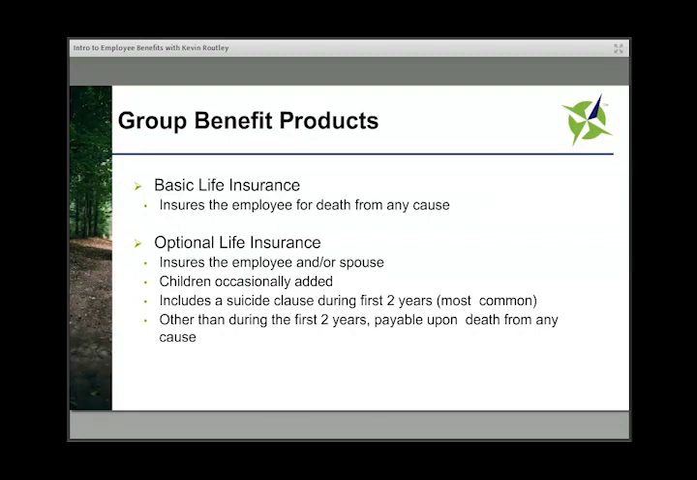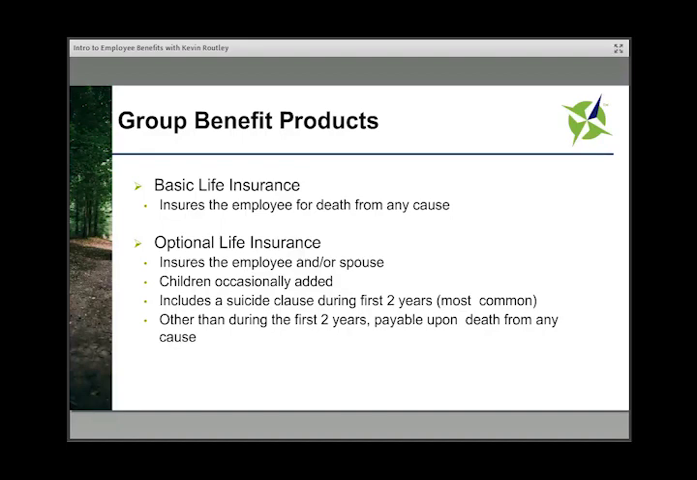So when we take a look at group benefit products, first and foremost, most benefit programs are based around life insurance. There are some carriers that allow you to build a program without life insurance, but for the most part, the life insurance companies want you to take life insurance as a base amount of coverage. It insures the employee for death from any cause.